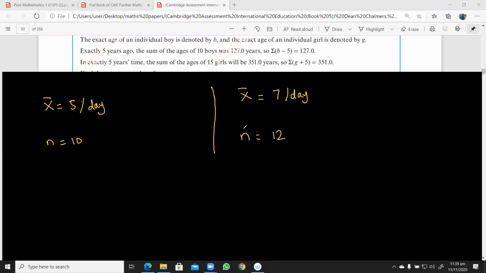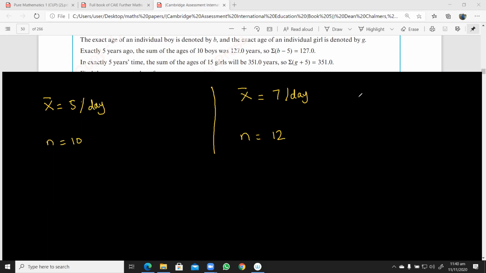Exactly, beta. God bless you. N has to be the same. Then the total number, both of these data sets should have the same N. But in this case, the N is different. So to find the combined average, you should have the combined sum.